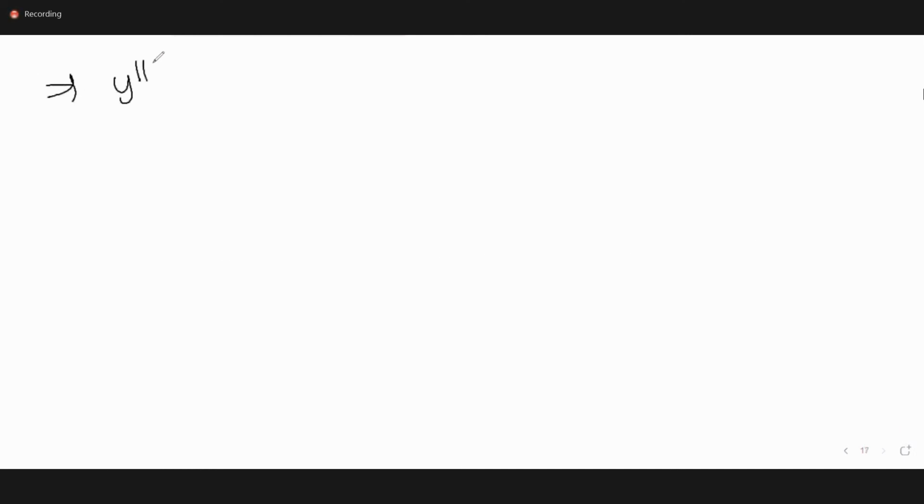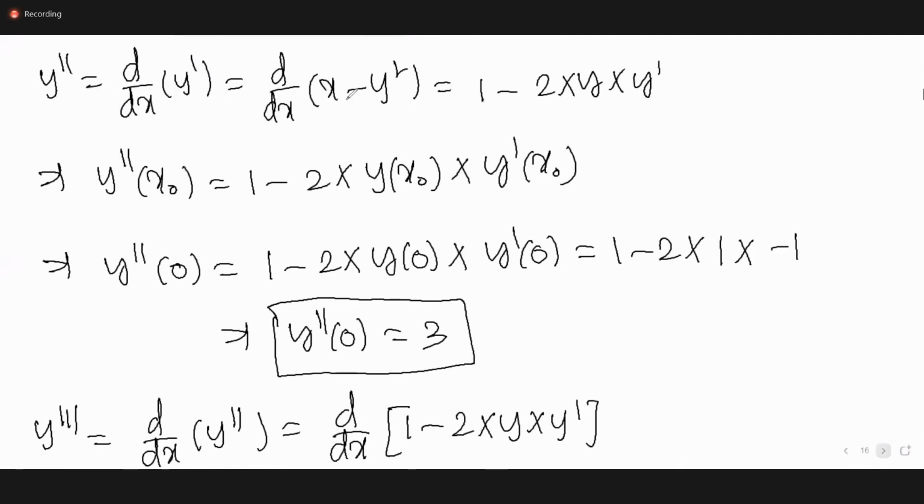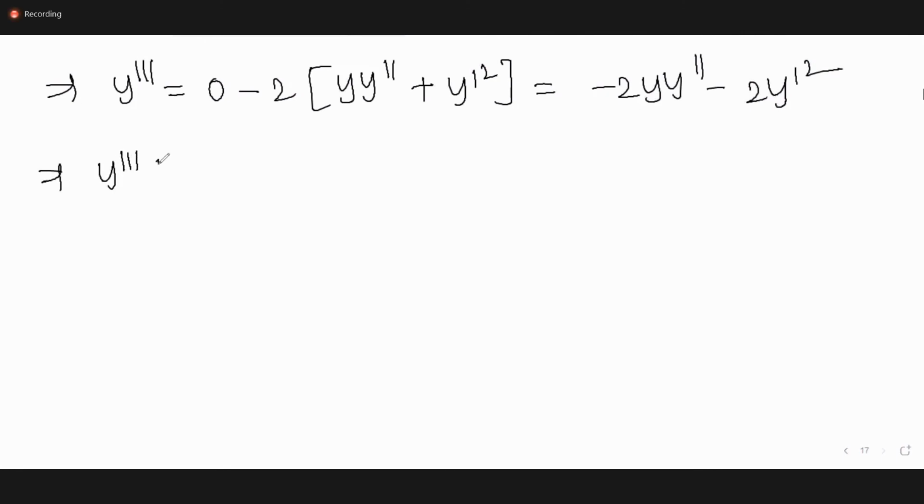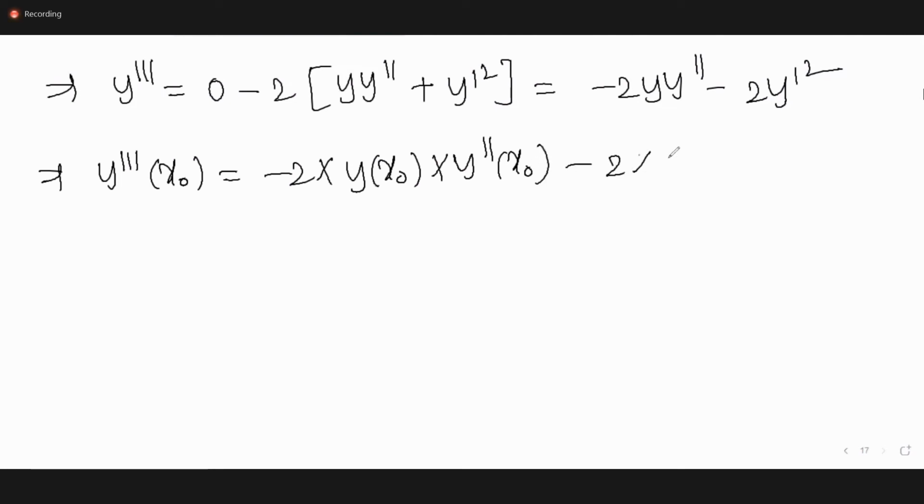So y triple dash is equal to derivative of 1 is 0 minus 2 into y dash. y dash means first derivative, y double dash plus y dash square. So minus 2 y y double dash minus 2 y dash square. So y triple dash at x is equal to x naught is equal to minus 2 into y of x naught into y double dash of x naught minus 2 into y dash square of x naught.